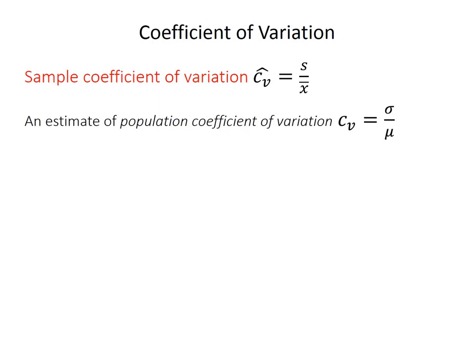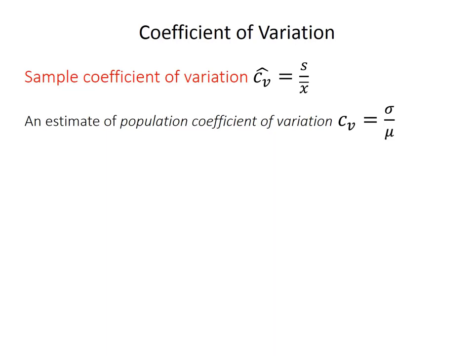So if you want to compare variability in things where they're on very different scales, you need to use something else. And so this can be done by calculating something called the coefficient of variation, or CV, which is just the standard deviation S divided by the mean, or this X bar. And these are the sample parameters. Remember, we're always using the sample parameters to estimate the population parameters. So this sample coefficient of variation is just the estimate of the population one.